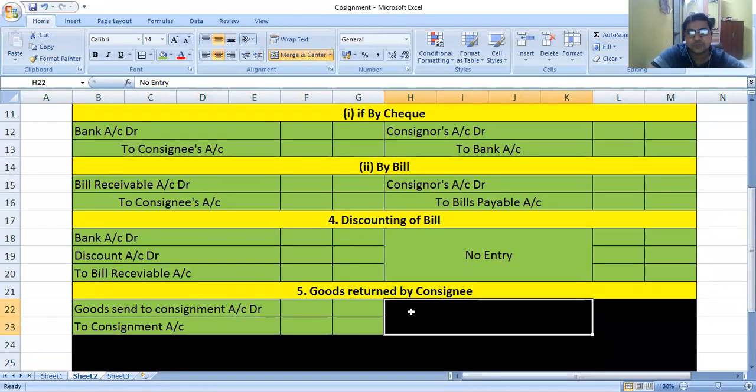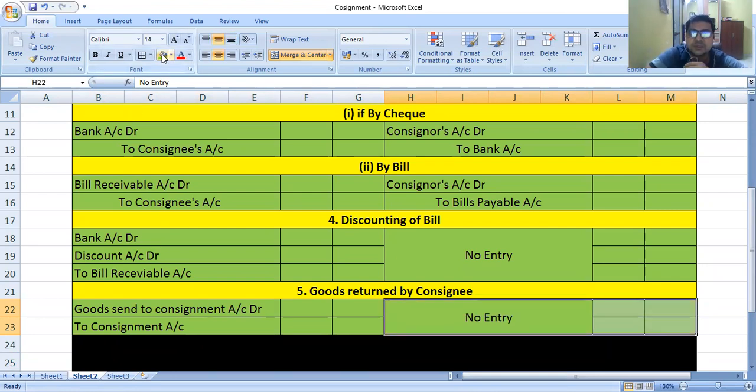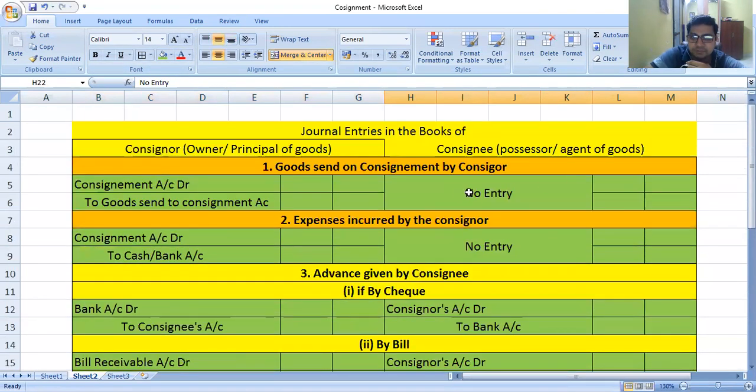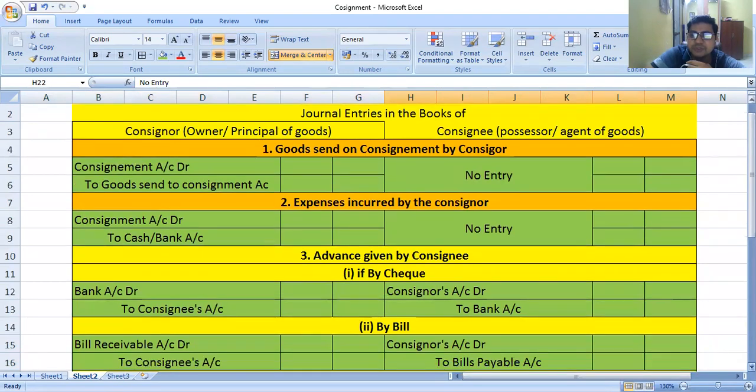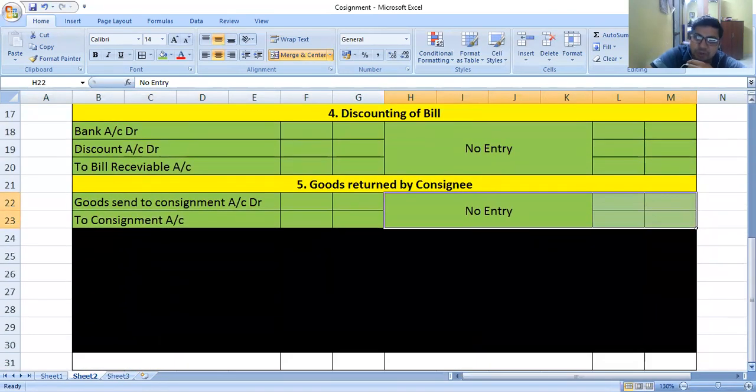What about in the books of consignee? What will be the entry we have to pass? No entry. When the goods are returned, we will not pass any kind of entry in the consignee's books. Whenever the goods are sent, also, we will not pass any kind of entry. No entry in the books of consignee.